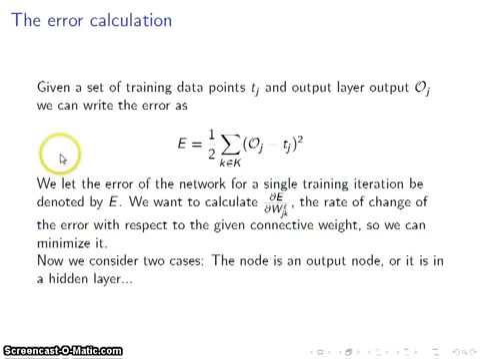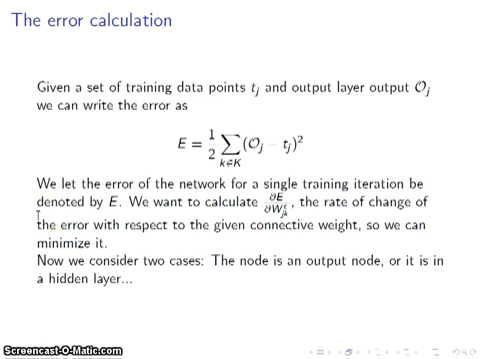Now the error calculation is given like this. So let's assume that we have a set of data points, T sub j, which is our training data, and the output layer output, script O sub j, right? We can write down the error equation like this. E equals 1/2 the sum across all nodes in the output layer of the output minus the target value, quantity squared. Oh, there is a problem here. These are supposed to be sub k's. Sorry, this is a j. Should be a k, because we're looking at an output layer.